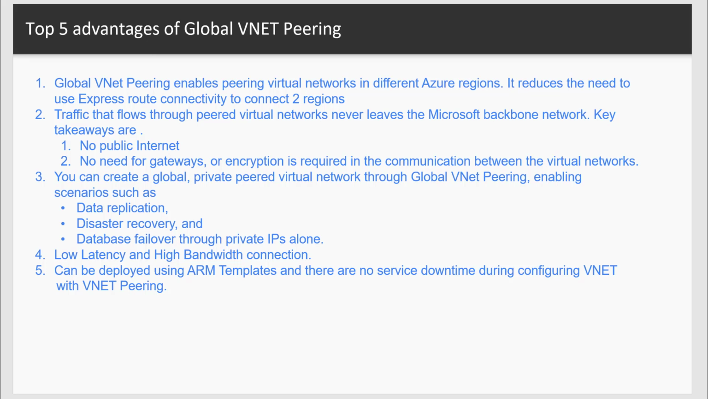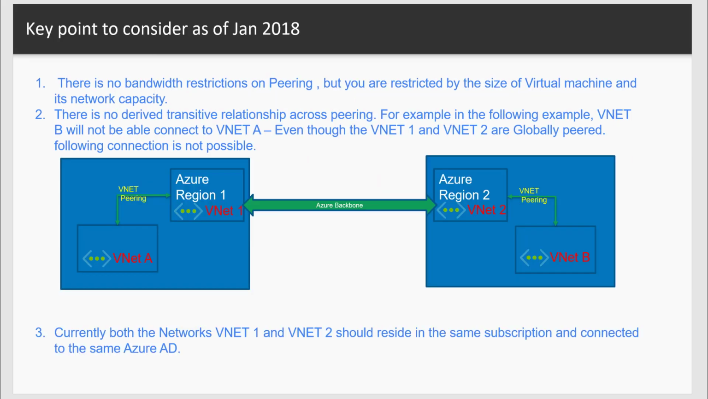There are a couple of scenarios which you can enable using global VNet peering. The first one is database replication, disaster recovery, and database failover. The key thing in terms of speed and performance is that it's a low latency, high bandwidth connection. The other key point is that you can deploy through ARM templates. There is no service downtime when you're configuring VNets for VNet peering.